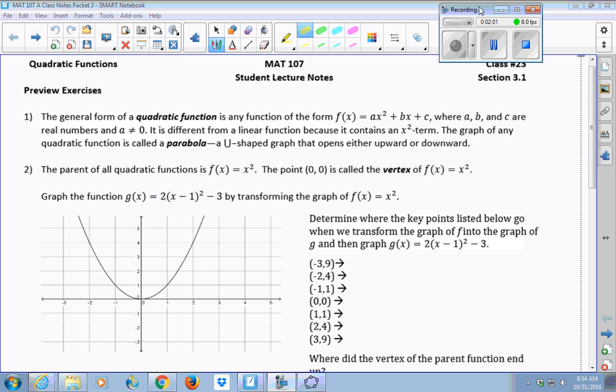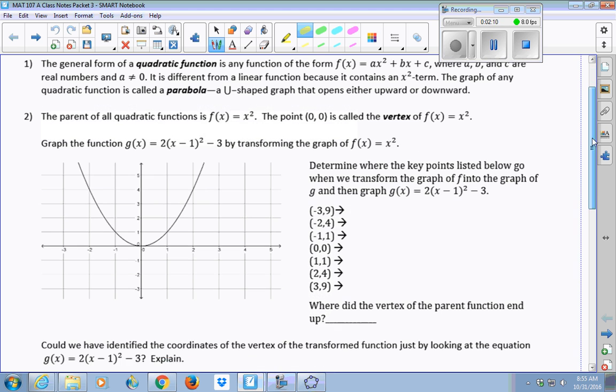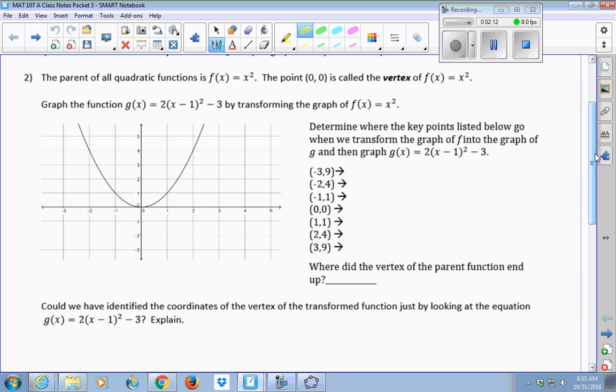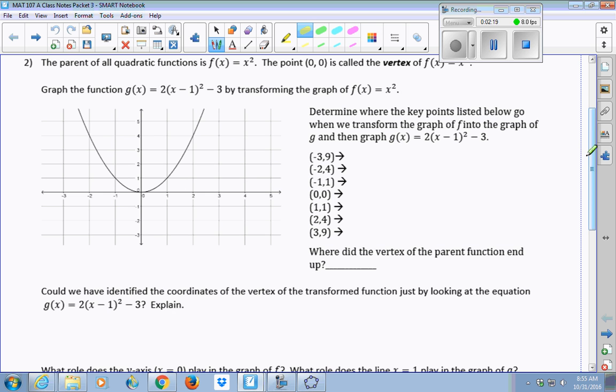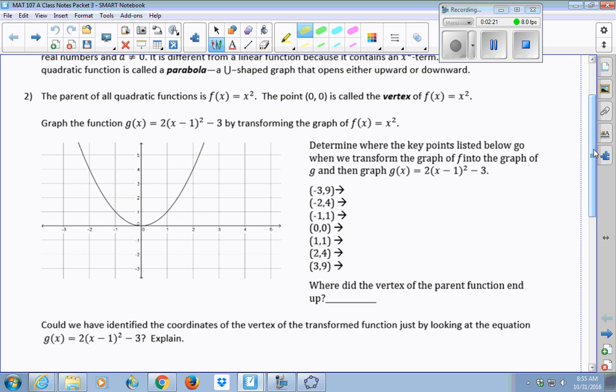Let's see, you want to start us off, Jameson, and read number 1 for us? Okay, so we know from all the work we did with transformations that f of x equals x squared is our standard parabola, or we call it the parent function, basic graph. The vertex of that parabola is 0, 0, the origin. And now we can transform this function by taking a few points and using what we've learned about transformations without having to do an XY table.